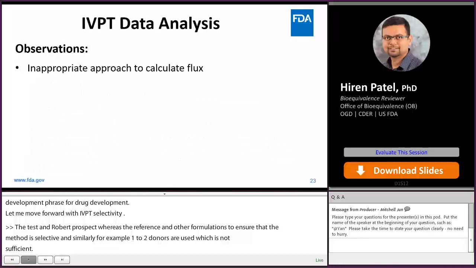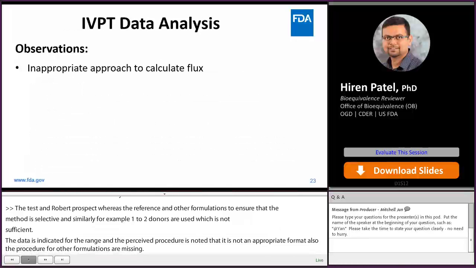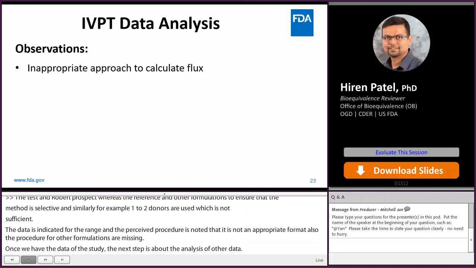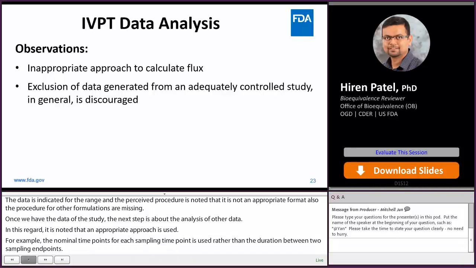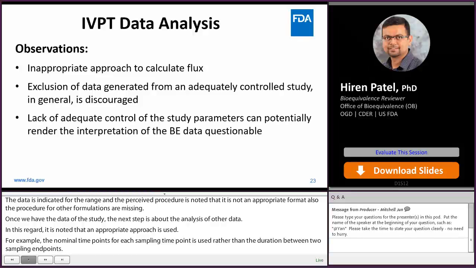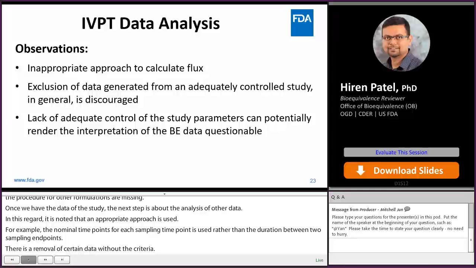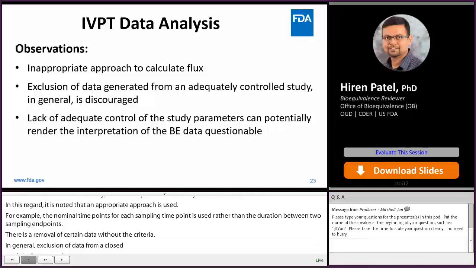In this regard, it is noted that an inappropriate approach to calculate flux is used. For example, the nominal time points for each sampling time point are used rather than the duration between two sampling time points. In many instances, there is removal of certain data after sample analysis without any pre-specified criteria in SOP. In general, exclusion of data generated from an adequately controlled study is discouraged. On a similar note, lack of adequate control of the study parameters throughout the study can potentially render the interpretation of the data questionable. Due to time constraint, I'm not going into detail about the analytical part.